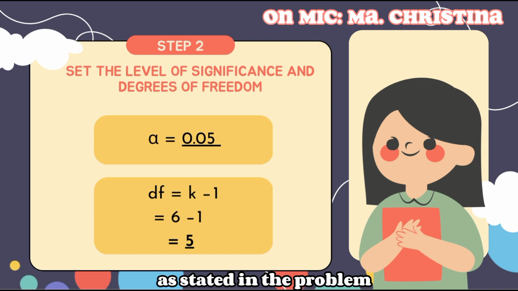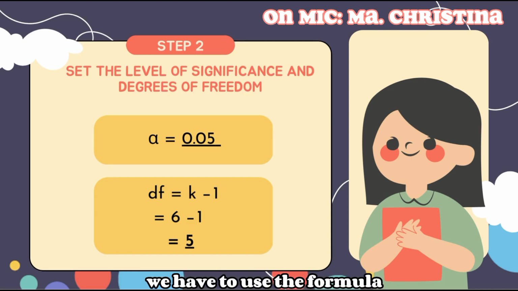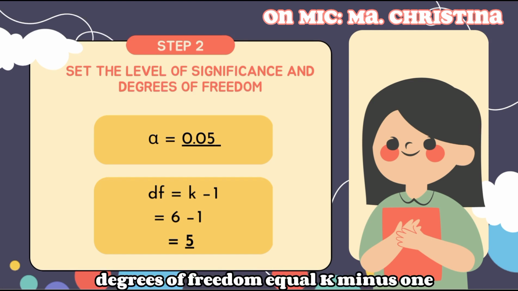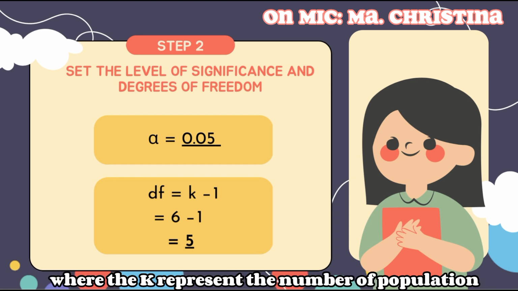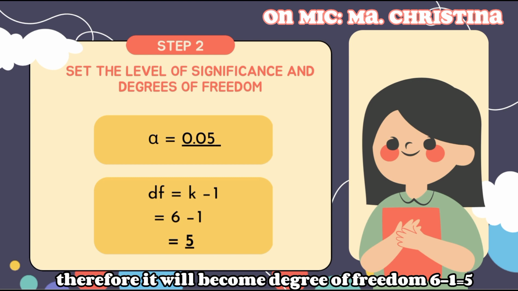Step 2. Set the level of significance and degrees of freedom. As stated in the problem, the level of significance would be 0.05. To compute for degrees of freedom, we have to use the formula degrees of freedom equals k minus 1, where k represents the number of categories. Therefore, degrees of freedom is 6 minus 1 equals 5.